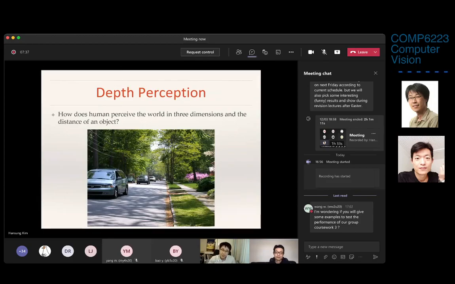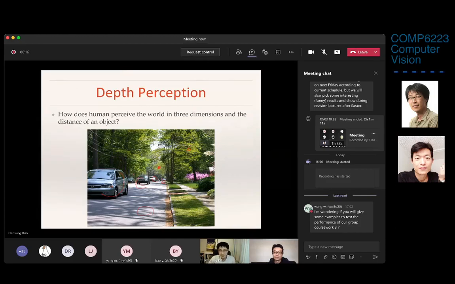So if you see this kind of photo, you can clearly see that this car is closer than this car, right? Nobody will have objection about that. This car and this car, this car is closer, right? How about this car and this car? This car is closer than this, right? And we know that this part of the road is closer than this part of the road. And this tree is much farther. So this tree is closer than this tree. How do you know that? Where's the clue?